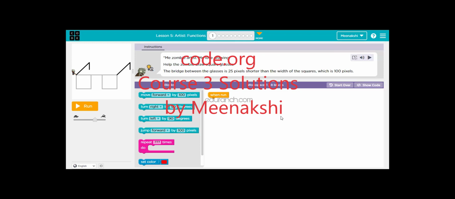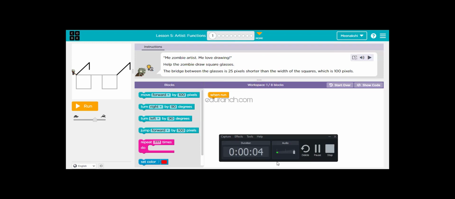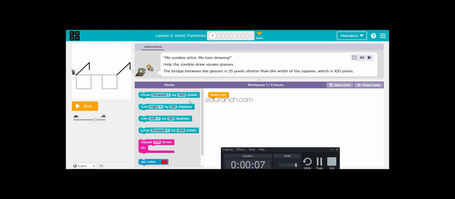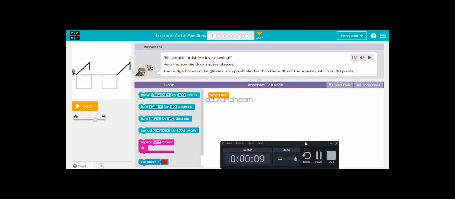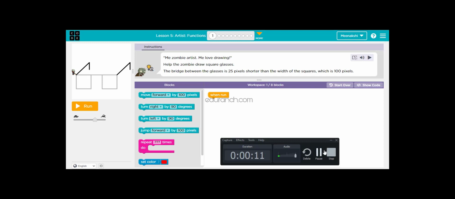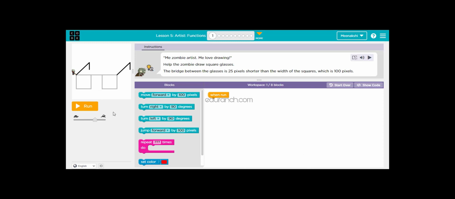Hello everyone, today we are doing lesson 5 from course 3 and this is our first lesson. In this lesson we will be using the artist, and with the help of the artist we'll be learning what functions are.